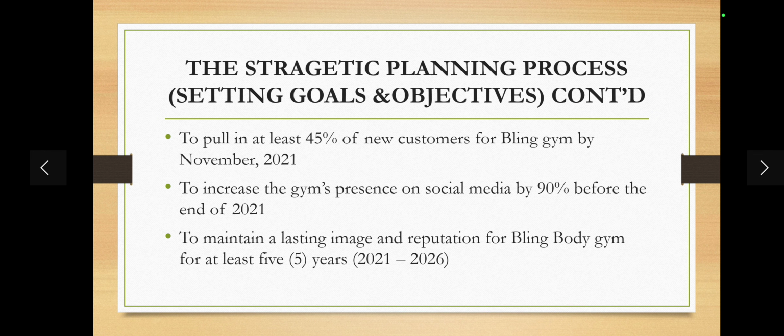Now let us look at a sample objective. You see, to pull in at least 45% of new customers for Bling Gym by November 2021. So it's specific. Is it measurable? Yeah. Attainable, realistic, time bound. You look at all these things before. So when you are setting an objective, remember this. Your awareness objectives and all those things we talked about. When you're setting goals too, you also know the difference.